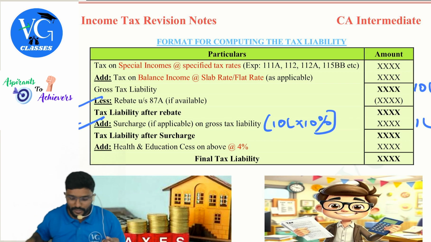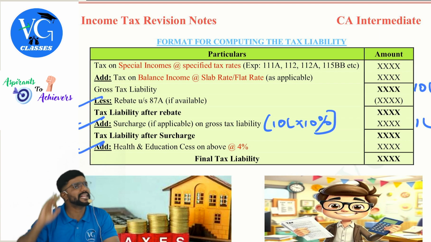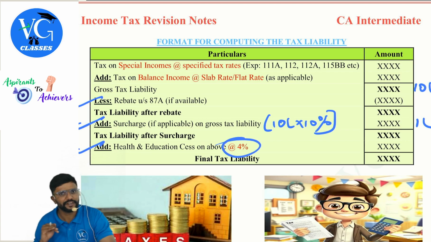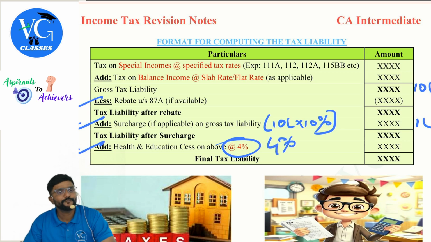Now health and education cess will always be there at 4%. Whenever I am liable to pay tax, guys, I am liable to pay the health and education cess. Health and education cess rate is fixed always at 4% for everyone. Now this is on which figure, sir? Gross tax plus surcharge. Whatever figure you get, on that you will apply 4%.